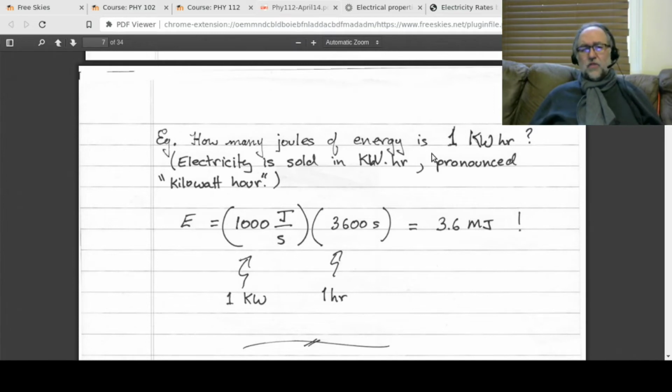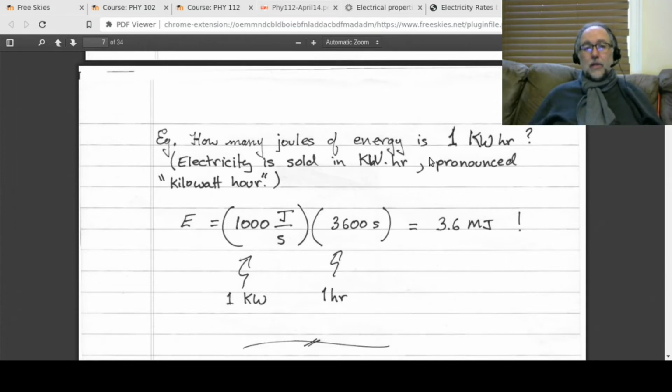And so I asked how many joules of energy is in 1 kilowatt hour. And that's how it's written: 1 kW, there's your kilowatt, an hour, okay? And so electricity is sold in these kilowatt hours. You say, well, how many joules is that? I don't know what a kilowatt hour is. It's actually a measure of energy, not power. It's a measure of energy, okay? And so it's like, how much energy did the electric company give you in the last month?